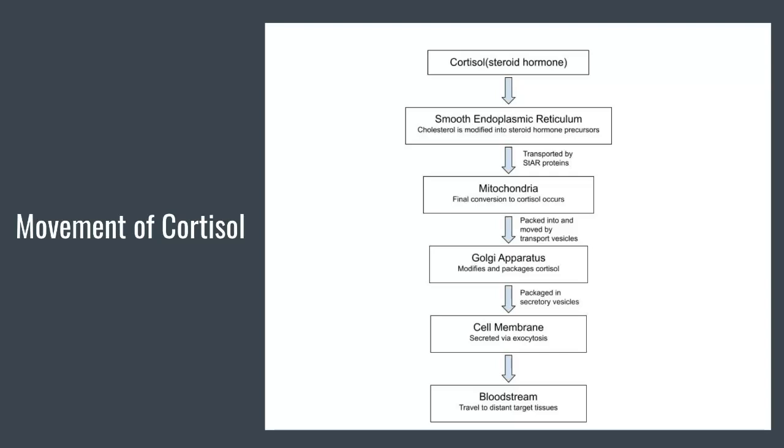packaging. It is then enclosed in secretory vesicles and transported to the cell membrane, where it is then released via exocytosis into the bloodstream. As a steroid hormone, cortisol travels through the blood to act on distant target tissues. It plays a crucial role in regulating metabolism, the immune response, and stress. Unlike protein hormones, cortisol does not require surface receptors. It will just diffuse through membranes and bind to intracellular receptors to target cells.